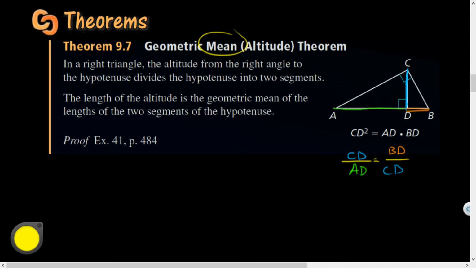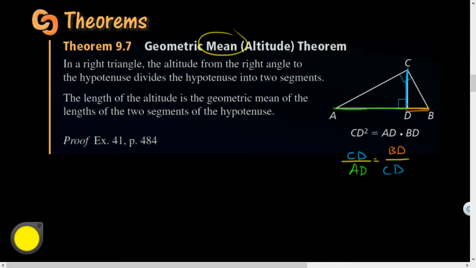I like setting up, right, this over that, should be the same as this over that. So either you're comparing short to long as short to long, or you could be even saying long to short would equal long to short, because there's so many different ways of setting up proportions.